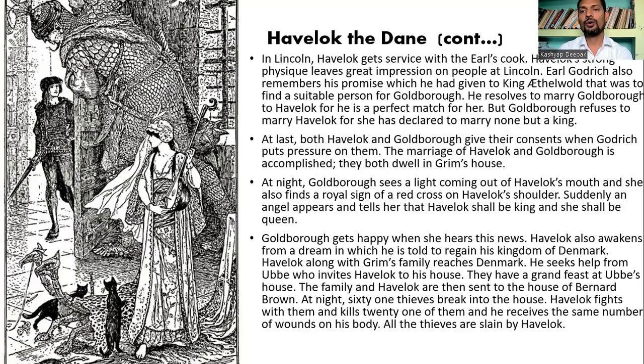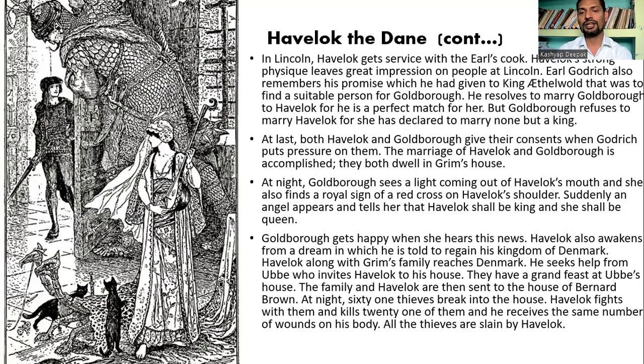The marriage of Havelok and Goldborough is accomplished, and they both dwell in Grim's house. At night, Goldborough sees a light coming out of Havelok's mouth, and she also finds a royal sign of a red cross on Havelok's shoulder. Suddenly, an angel appears and tells her that Havelok shall be king and she shall be queen. Goldborough gets happy when she hears this news. Havelok also awakens from a dream in which he is told to regain his kingdom of Denmark.